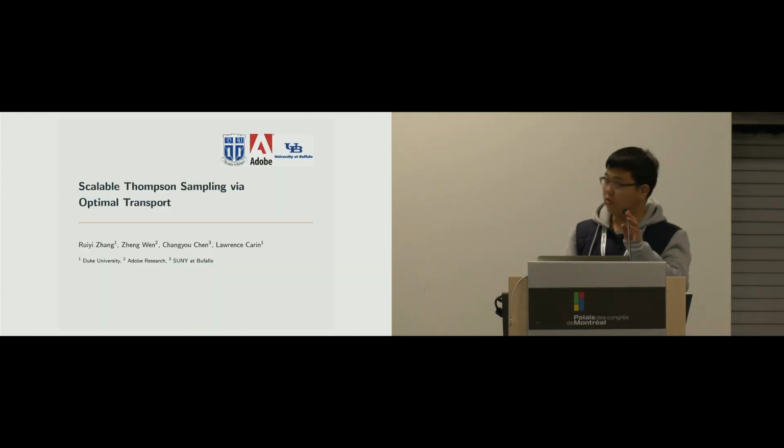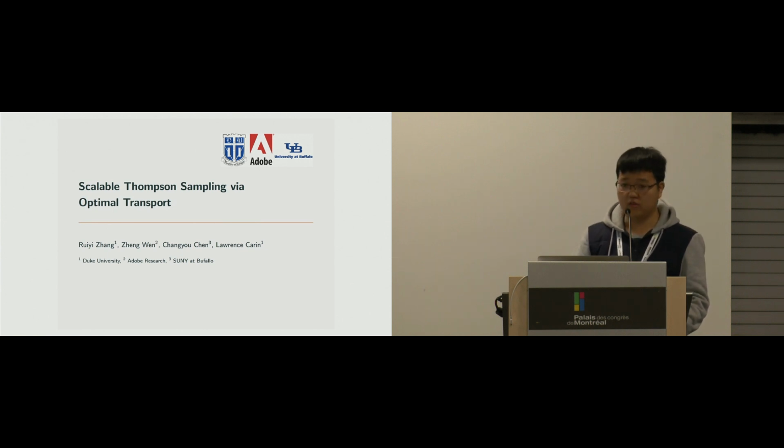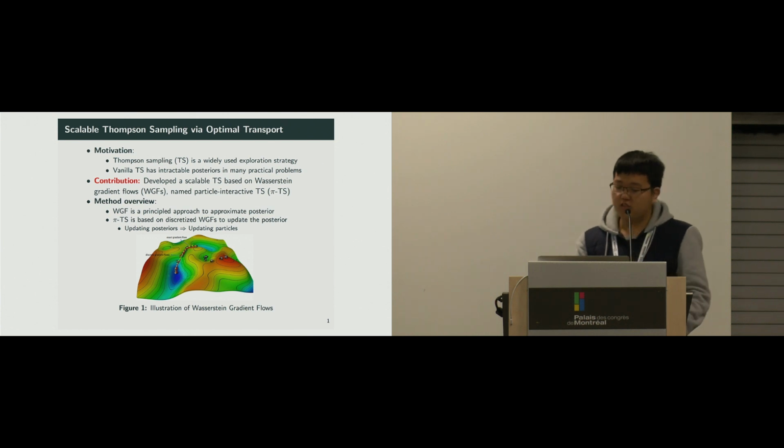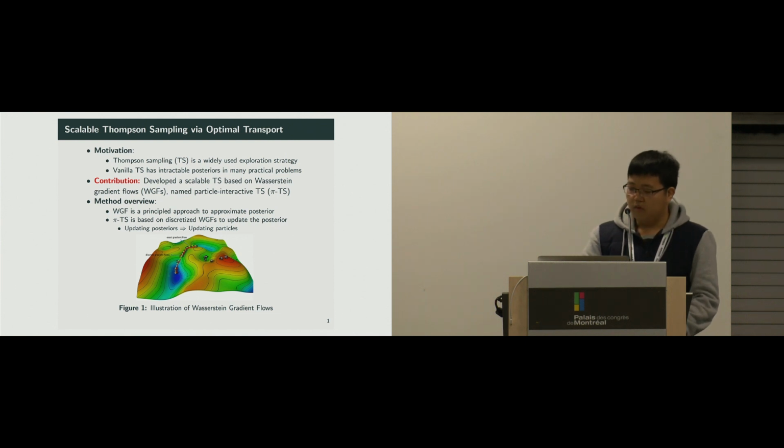Hello, everyone. I would like to share my recent work with Zhang, Changyu, and Lawrence. And this work was done during an internship with Adobe. The main motivation of Thompson sampling by optimal transport is that Thompson sampling is a widely used exploration strategy. And vanilla Thompson sampling has an intractable posterior in many practical problems with nonlinear models such as neural networks. So the main motivation of this work is that we develop a scalable Thompson sampling based on Wasserstein gradient flows. And we name this method particle interactive Thompson sampling, or PITS.